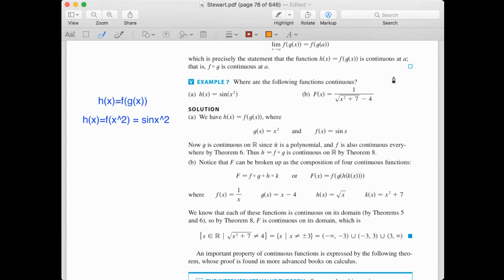For b, we have this 1 over square root of x squared plus 7 minus 4. So let's see. It looks complicated. We can write f of x as f of g of h of k. Let's write on the side. So big F of x equals f of g of h of k of x.